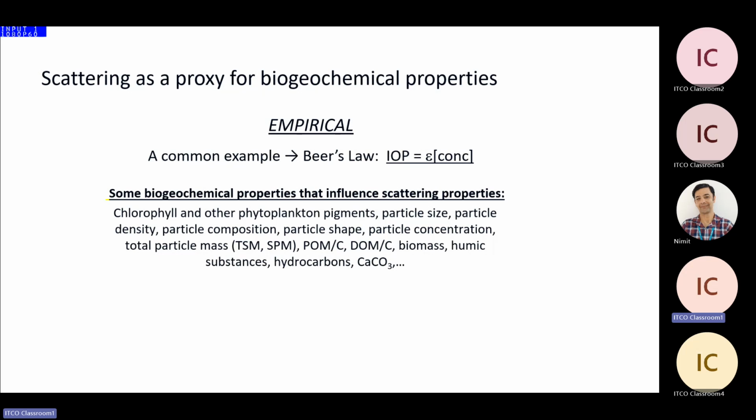So what's commonly done empirically is you can measure an IOP, and then you have a concentration or parameter like suspended particulate material, SPM, or particle pigments like chlorophyll, or particle size. There's a whole variety of parameters that you can try to solve for. But Beer's law is basically the law that says there's a linear relationship between this inherent optical property and the concentration of the stuff that you're interested in.